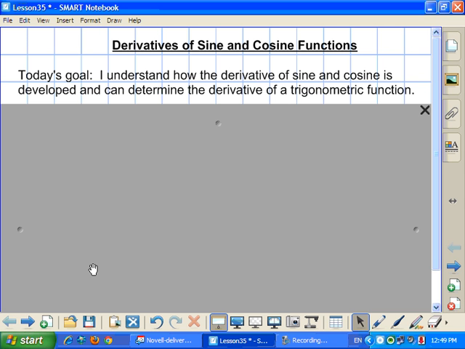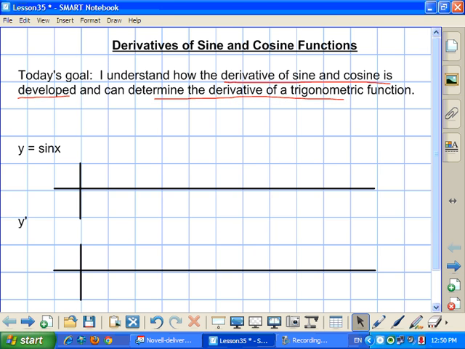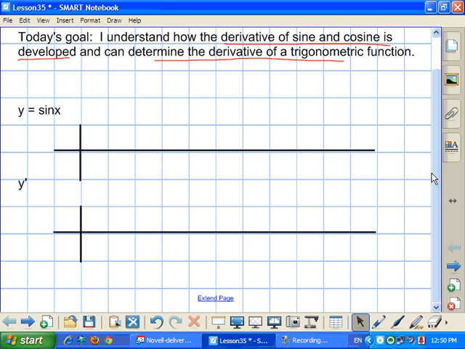So today I want you to be able to understand how the derivative of sine and cosine is developed. So that's more of you need to see where it came from, and more importantly, you can determine the derivative of a trig function. So that's the last part of the lesson today. So first what I'm going to do is derive the derivative of sine just from its graph.